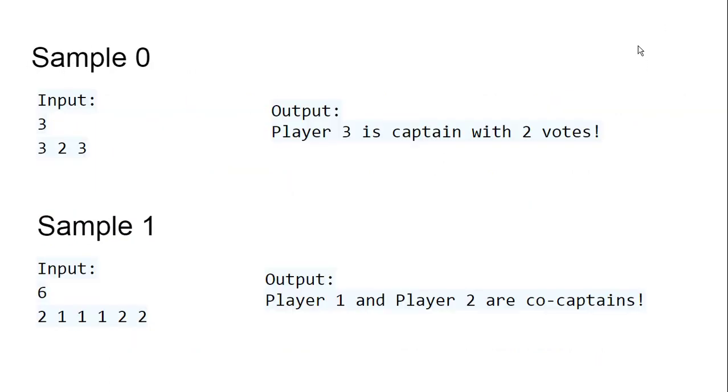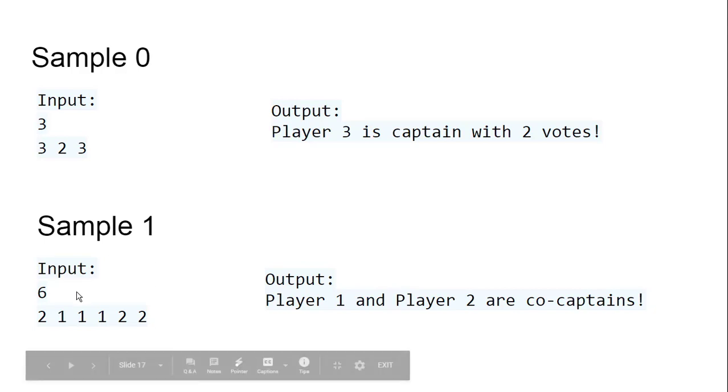So let's look at some samples. In the first sample, we have 3 players. They vote 3 and 3, so player 3 receives 2 votes. Player 3 is the captain, and this is what we want as output. For sample 1, we have 6 players. 3 voted for player 1, 3 voted for player 2. So player 1 and player 2 are co-captains.